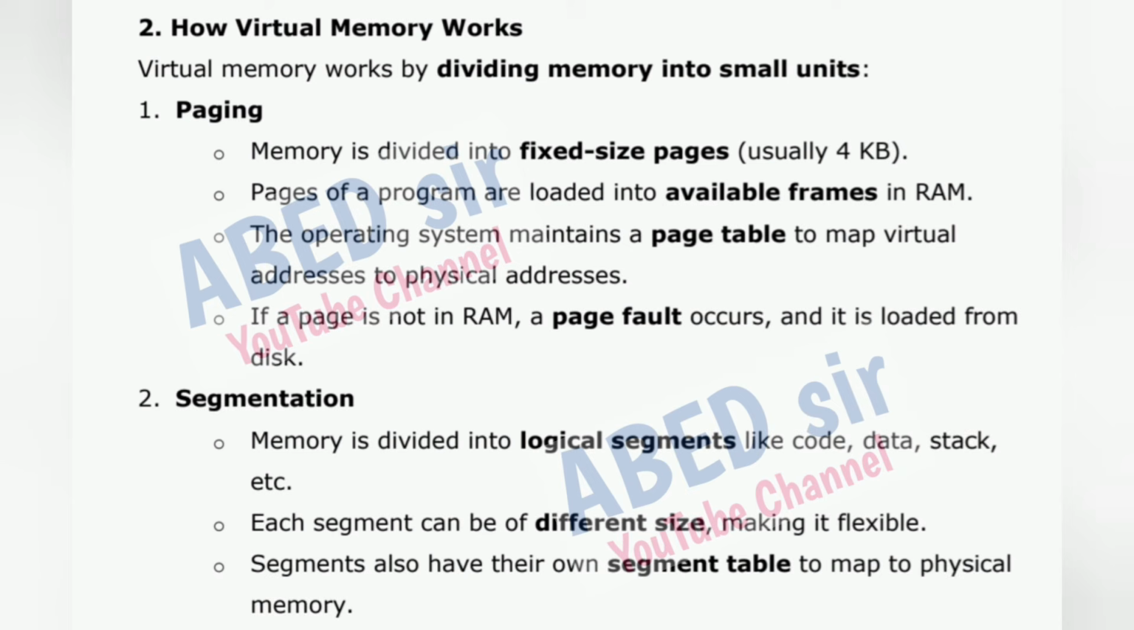2. How virtual memory works. Virtual memory works by dividing memory into small units. 1. Paging. Memory is divided into fixed-size pages, usually 4 kilobytes. Pages of a program are loaded into available frames in RAM. The operating system maintains a page table to map virtual addresses to physical addresses. If a page is not in RAM, a page fault occurs, and it is loaded from disk.